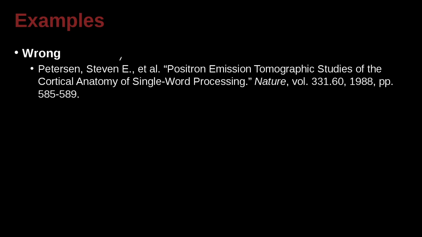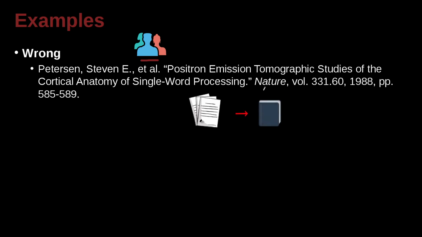Peterson, Stephen E. et al. So what does that all mean? We must have 3 or more authors, so we're going to go ahead and use the et al. What is the name of the paper? Positron Emission Tomographic Studies of the Cortical Anatomy of Single Word Processing. It's in the journal Nature. This is the volume number, and here we have the volume number 331.60. I think .60 would be the issue number, and we have the date and the pages.